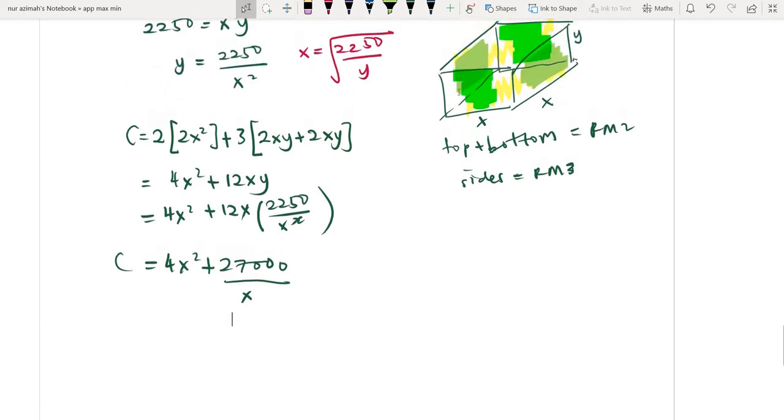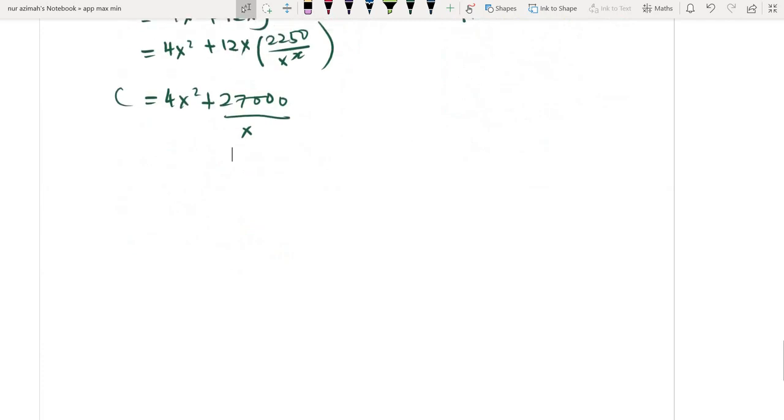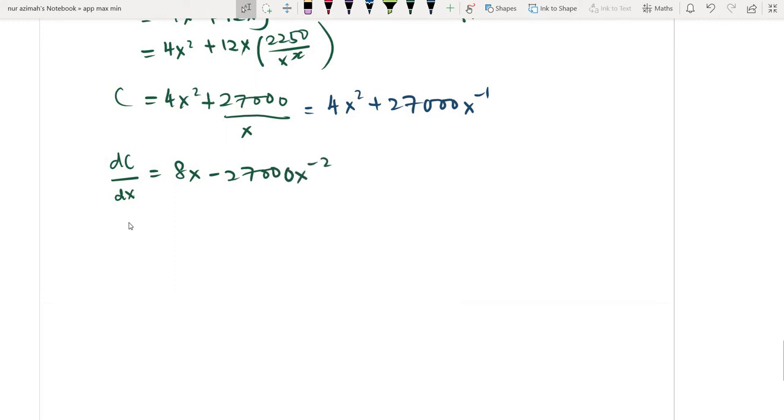Next, we want to find the minimum cost. That means we need to differentiate the cost. So right now, dc over dx. Why dx? Because c is in terms of x. First, rewrite this in terms of the equation that will be easier for us to differentiate, which is this one. Next, 4x squared gives 8x, minus 27,000 x power of negative 2. So next, dc over dx equal to 0. So 8x minus 27,000 over x squared equal to 0.